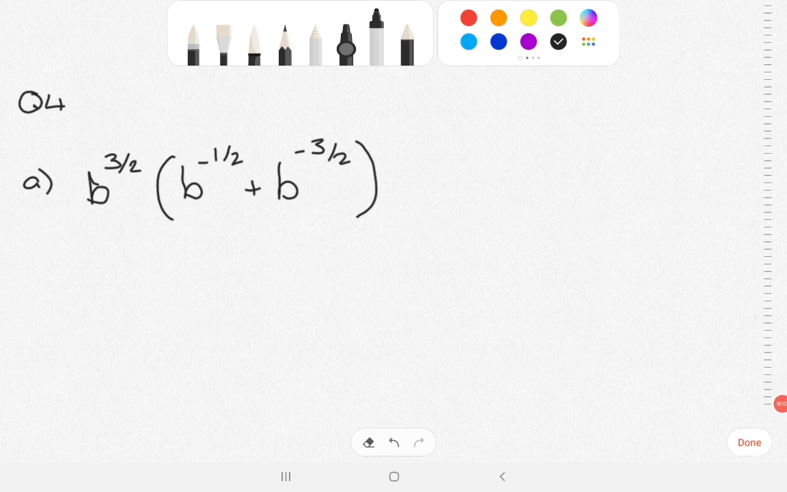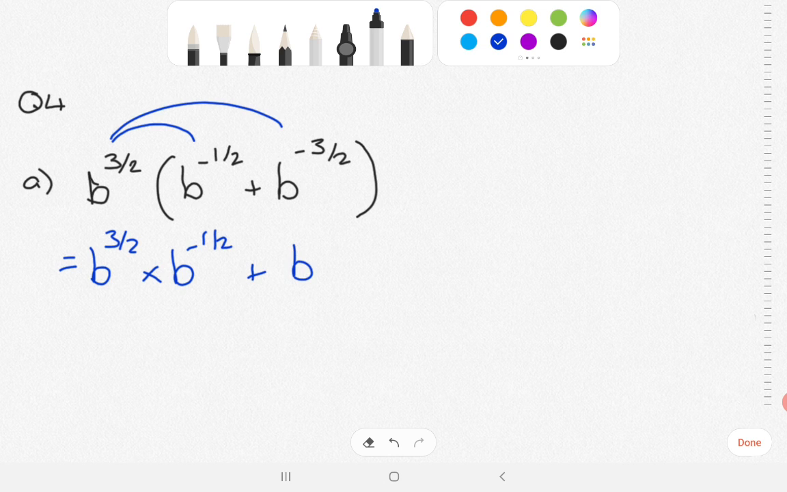Okay, so on question 4 in homework 4A, we're going to look at a couple of questions that are similar to A and B. So in A, we're being asked to expand this, to simplify this term. Now, if you think about it, what we're doing is multiplying out the brackets. We're going to do b to the power of 3 over 2 times b to the power of negative a half, and then we're going to do plus b to the power of 3 over 2 times b to the power of negative 3 over 2.